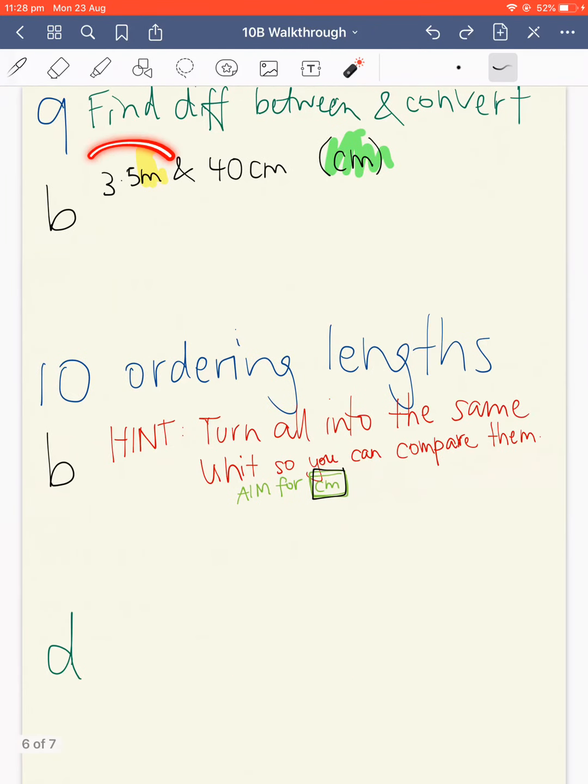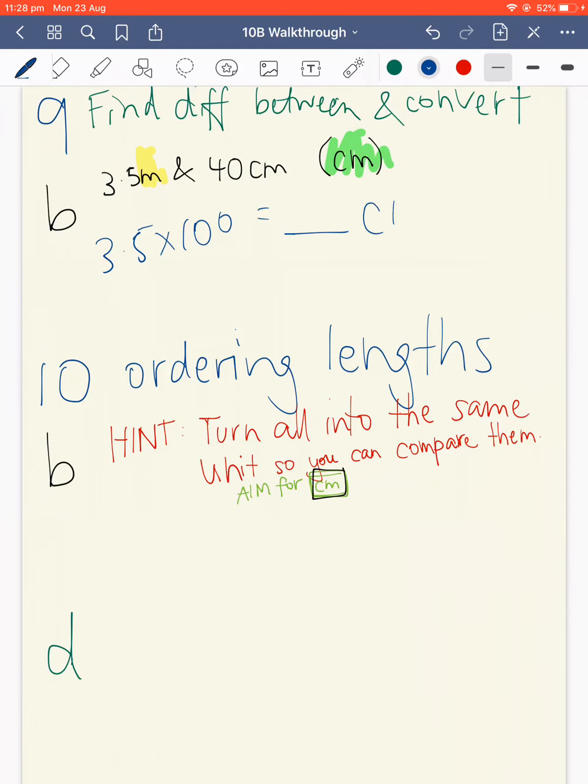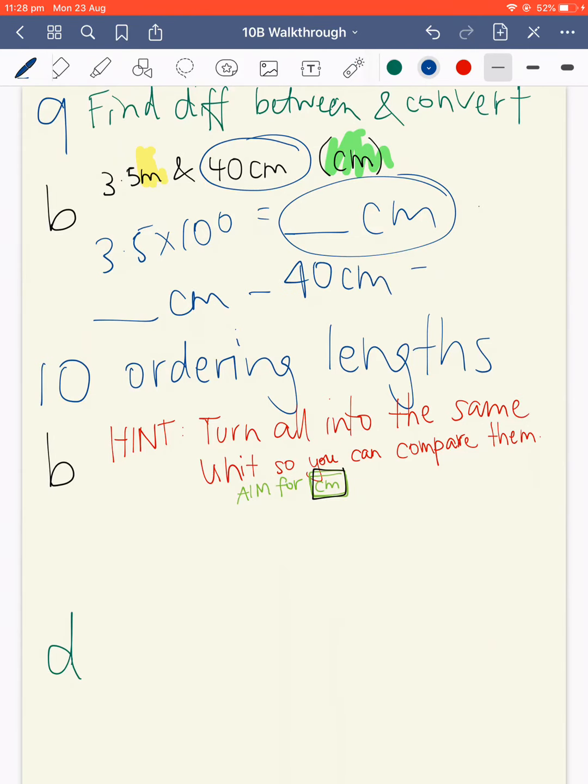So I have 3.5 meters and I'm going to multiply it by 100. So 3.5 multiplied by 100. Okay, and that will give me my answer in centimeters. And then I am going to find the difference between these two numbers. So you'll have to have whatever your answer is and then minus your 40 centimeters to give you your answer.